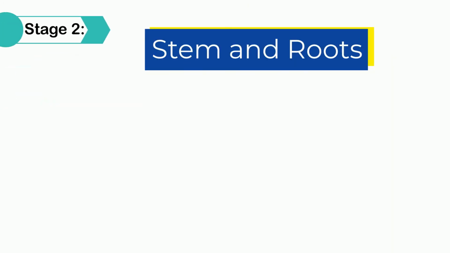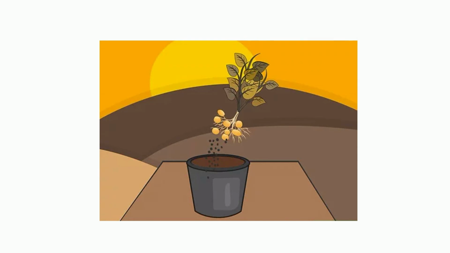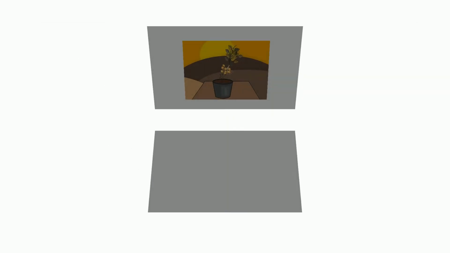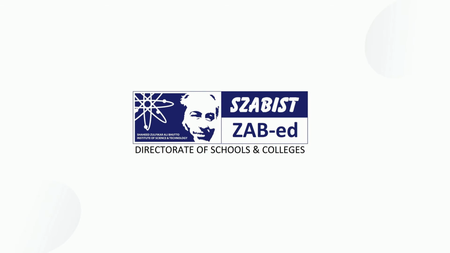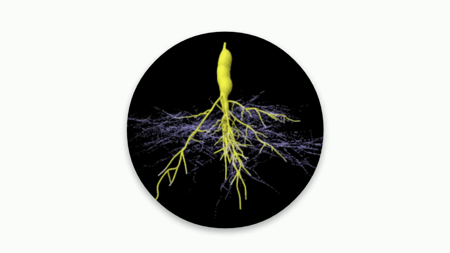Stage 2. Stem and roots. When the seed germinates, it slowly starts to grow a stem that goes upward out of the soil towards sunlight, and roots grow in the soil to help the plant anchor itself in the ground.